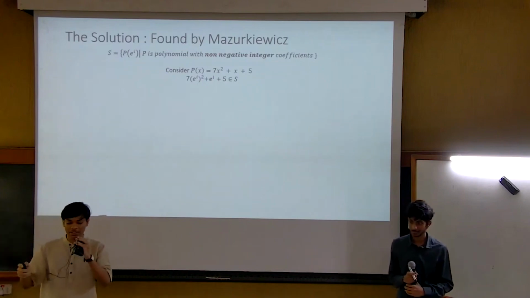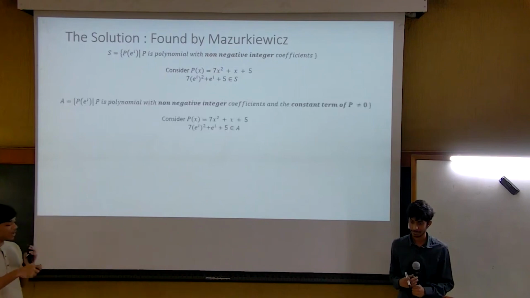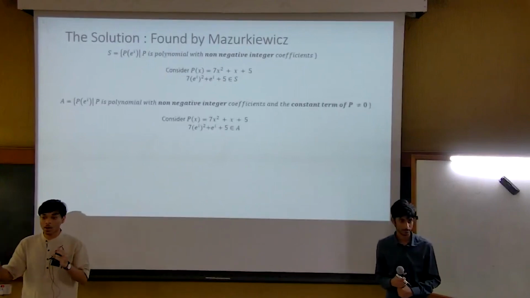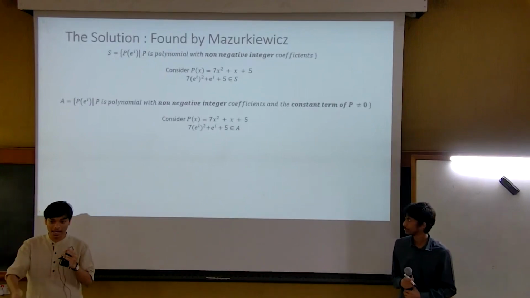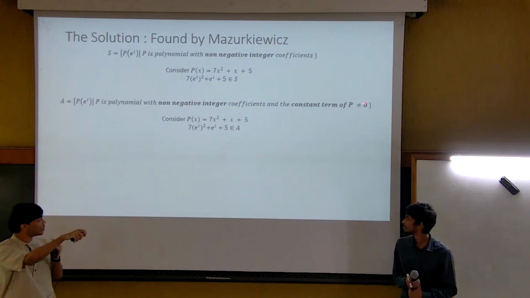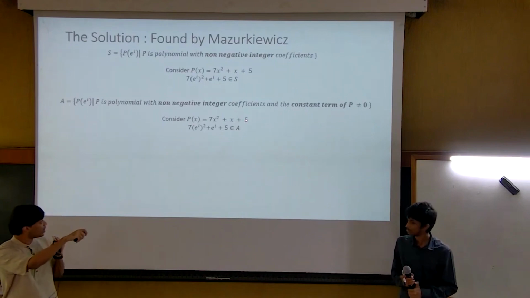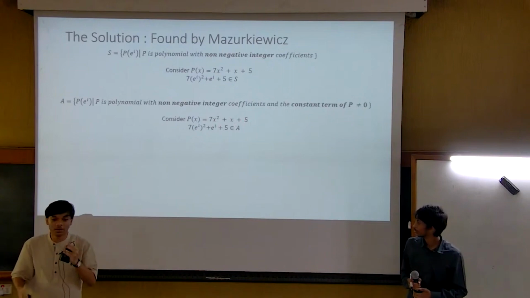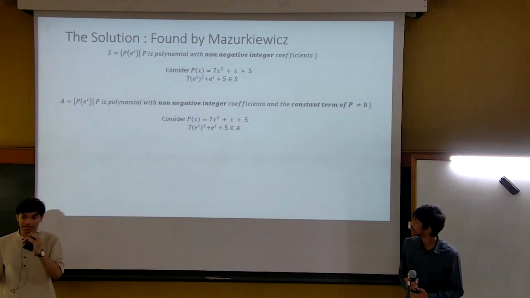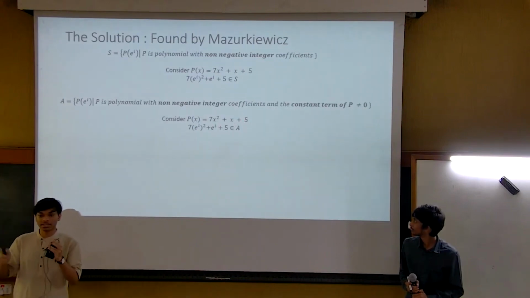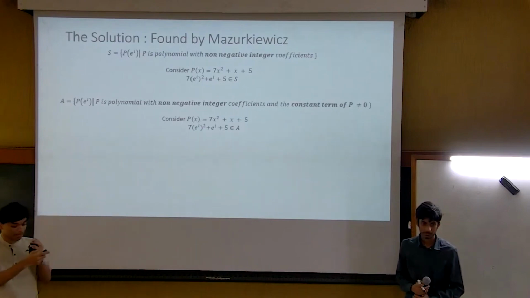S is decomposed into A and B. We have A: again, polynomials with non-negative integer coefficients, and the constant term is not equal to 0. The previous example works again, the constant term is 5, not equal to 0. Evaluate all these polynomials at e to the i, you'll get complex numbers. These complex numbers form the set A.